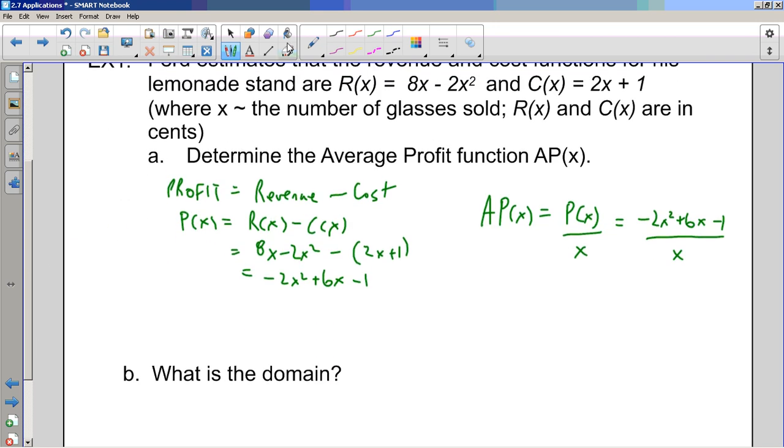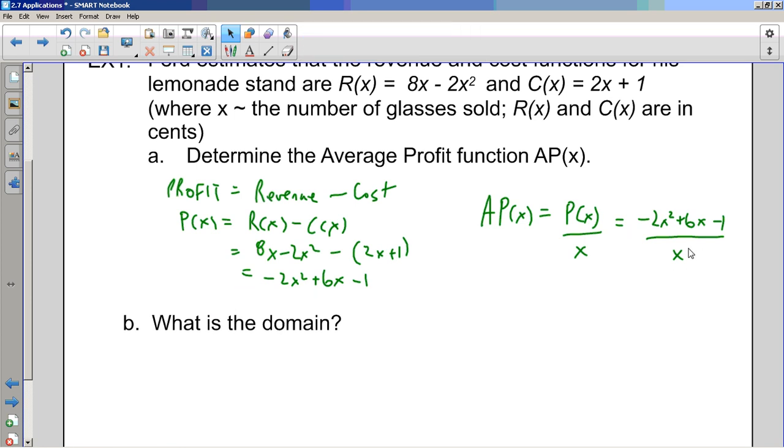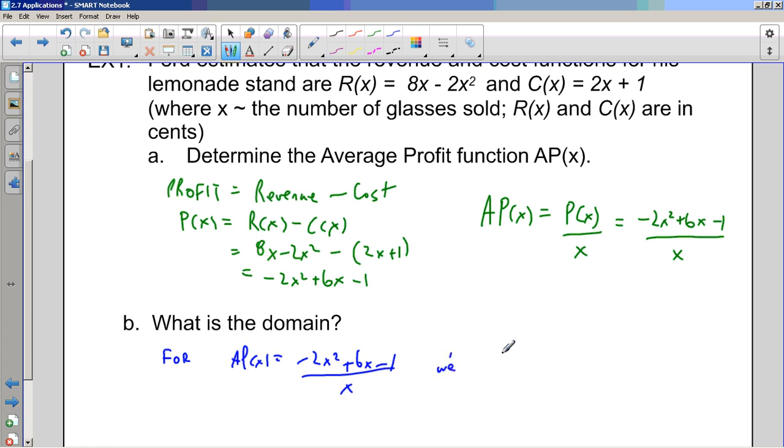What's the domain? Well, we can see the domain of this thing. It's going to be defined for all values except for when the bottom is 0, right? So all we'd have to do is think of the bottom being 0. So for this function, we have x not equal 0. From the math point of view, it's defined everywhere else.